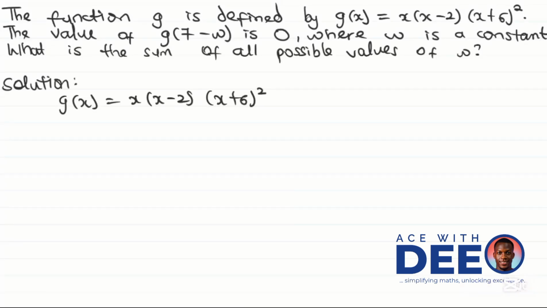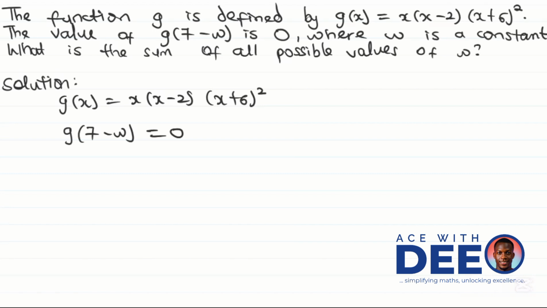Let's provide a detailed solution to this question. The function g is defined by g of x is equal to x times (x minus 2) times (x plus 6) squared, and the value of g of 7 minus w is equal to 0, where w is a constant. We want to find the sum of all possible values of w.